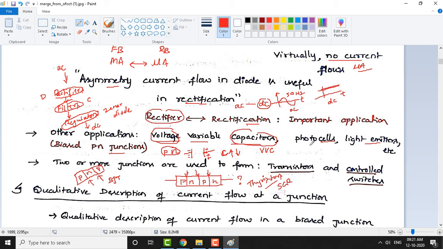Another application of diode is photo cells. You can use a diode or p-n junction for photo cells also. We know that in a p-n junction there is an inbuilt barrier voltage V naught. Now the question arises here: can we use this V naught as a source of energy? Think about that. So if you modify this a little bit, these photo cells can be used as solar cells. Probably you might have seen solar cells.